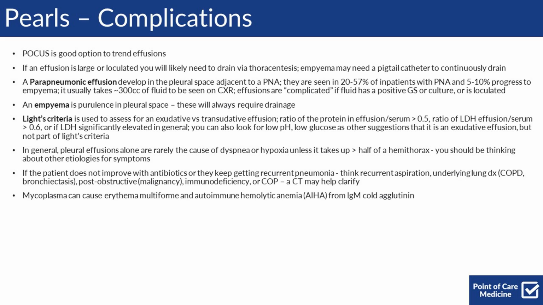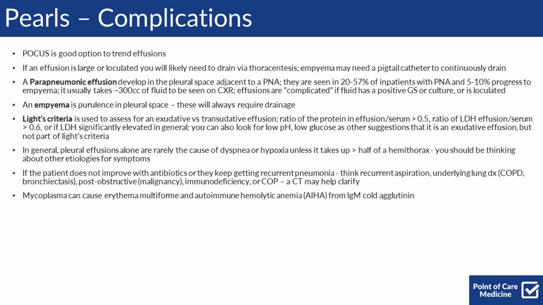A parapneumonic effusion may develop in the pleural space adjacent to a pneumonia. They're seen in anywhere from 20 to 57% of inpatients with pneumonia, and 5 to 10% of which progress to an empyema. It usually takes about 300 cc's of fluid to be seen on a chest x-ray, and effusions are considered complicated if the fluid has a positive gram stain or culture or it's loculated. An empyema is purulence in the pleural space, and these will always require drainage for source control.